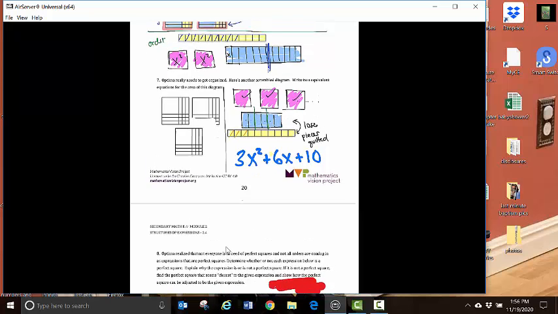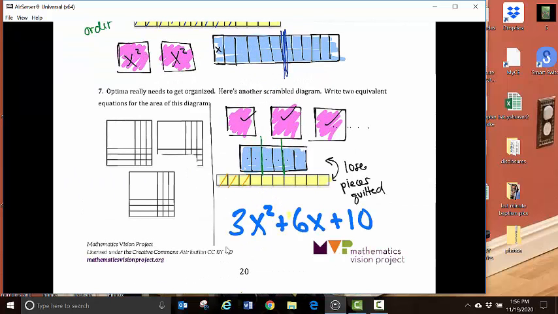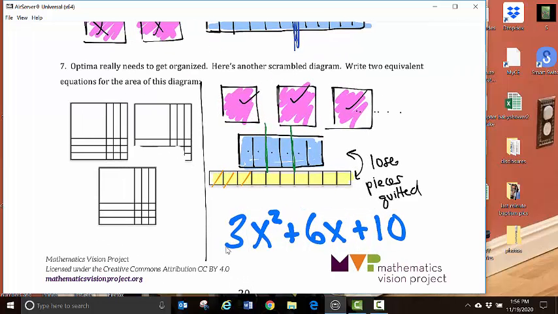All right. So this next one, same idea. Okay, here's her pieces, and you want to figure out how it could be quilts.